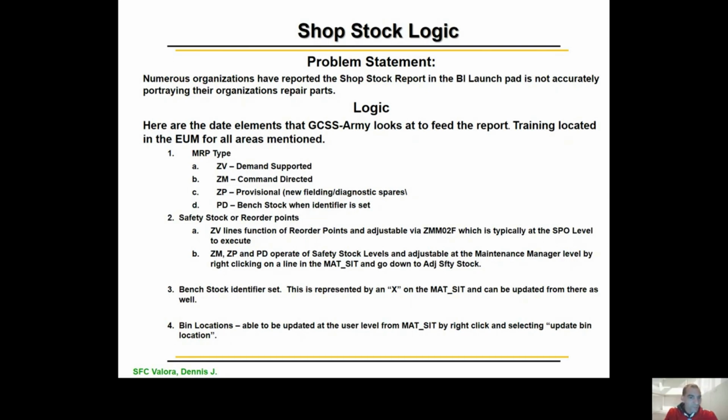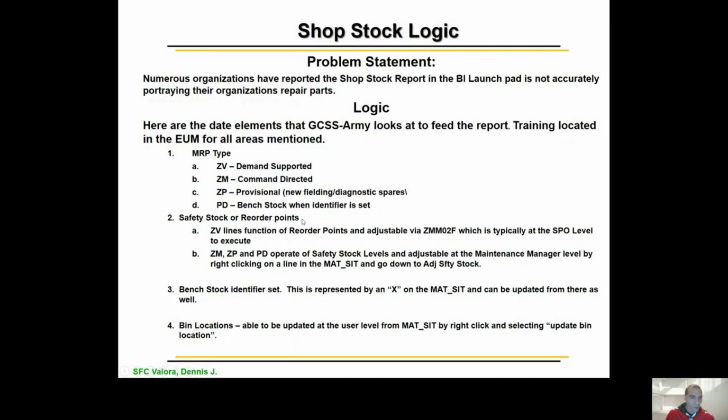Your ZP lines are your provisional new fielding. So most of us, unless we have some new fielding of equipment, should not be using ZP lines. However, I know a lot of us just got issued the new pistols to replace the M9. It comes with 2 different pistol grips, so that second set of pistol grips should be on your provisional ZP shop stock listing. Then you've got your PD, which is bench stock. Now, PD is like everything in the Army: we order until we consume it, it's all PD.